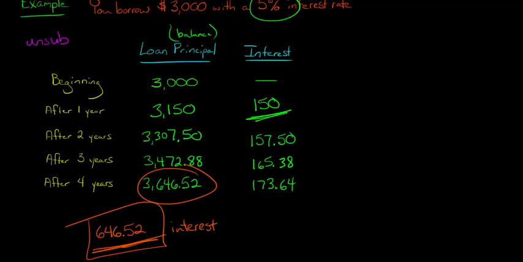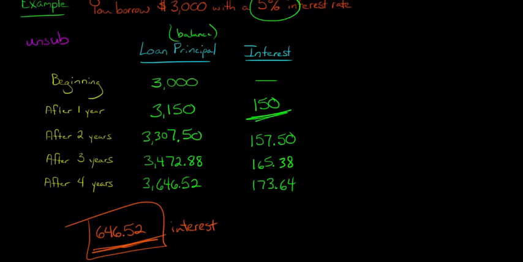Now, bear in mind, unless you pay the loan in full immediately after your graduation, this is going to continue to accumulate interest. The $646.52 is just the interest that accumulated while you were in school. Until this is completely paid off, it's going to continue accumulating interest.